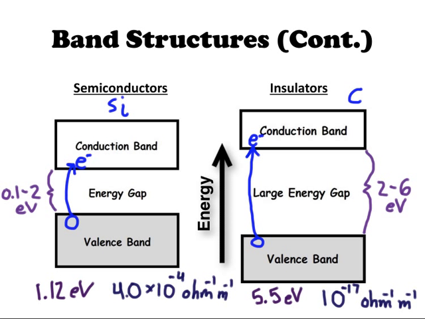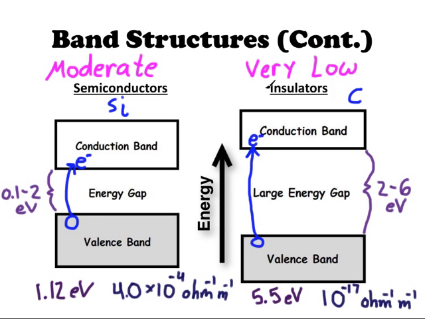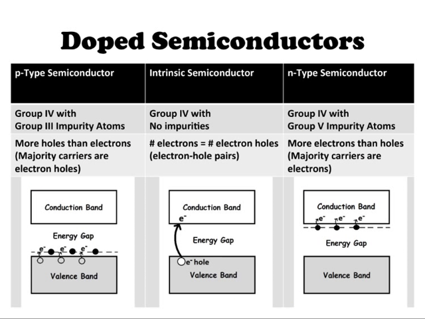So from those values, it's quite obvious to see that semiconductors have a moderate conductivity, where insulators have a very low conductivity. Next, we're going to be talking about doped semiconductors. To begin, we're going to talk about intrinsic semiconductors. A good example of an intrinsic semiconductor might be group 4, with no impurities. By no impurities, we really mean just having less than 10 to the 21st impurity atoms per meter cubed.